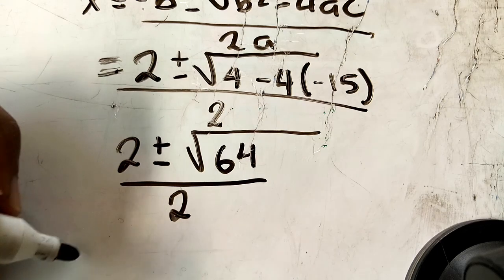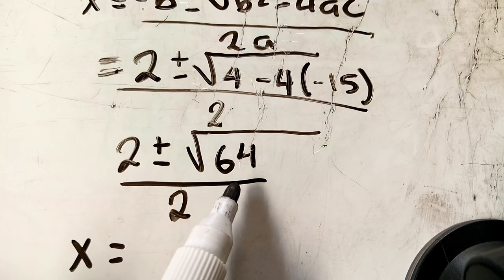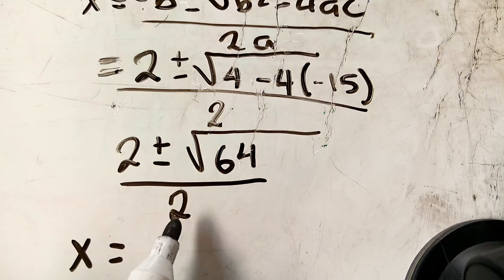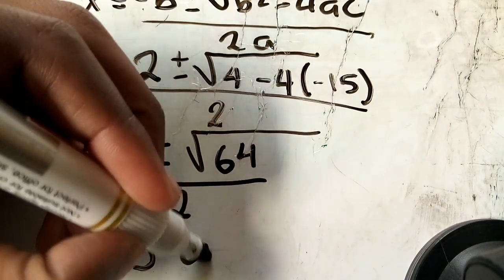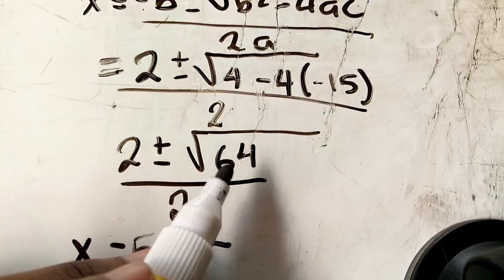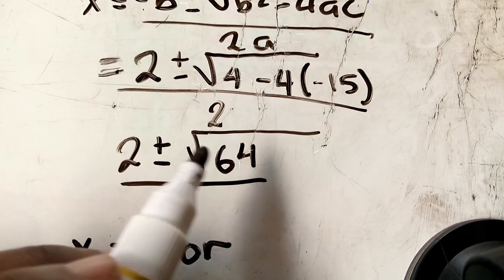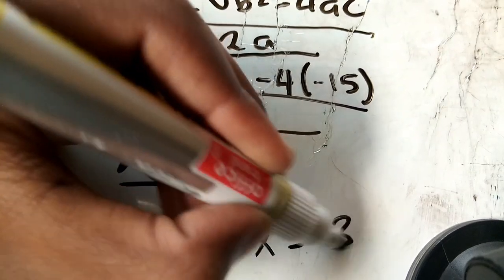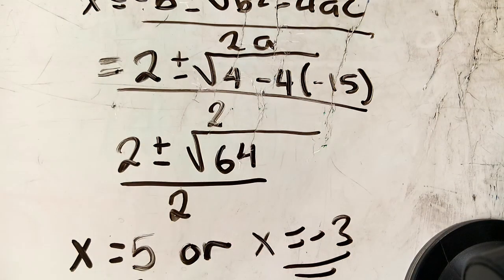Now, x will be equal to, so first we're going to say 2 plus the square root of 64. The square root of 64 is 8. So 2 plus 8 is what? 10. 10 divided by 2 is 5. So x is equal to 5, or 2 minus the square root of 64 is 8. So 2 minus 8 is going to give us what? Negative 6. Negative 6 divided by 2 is going to give us negative 3. So the answers here, the roots of x, are 5 and negative 3. That is how we use the quadratic formula.